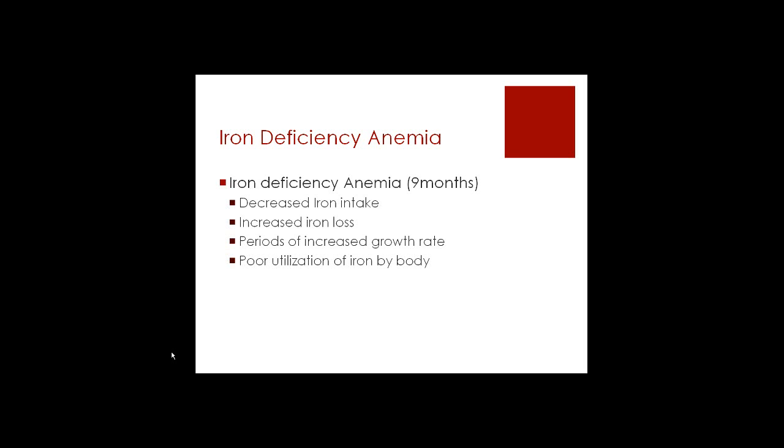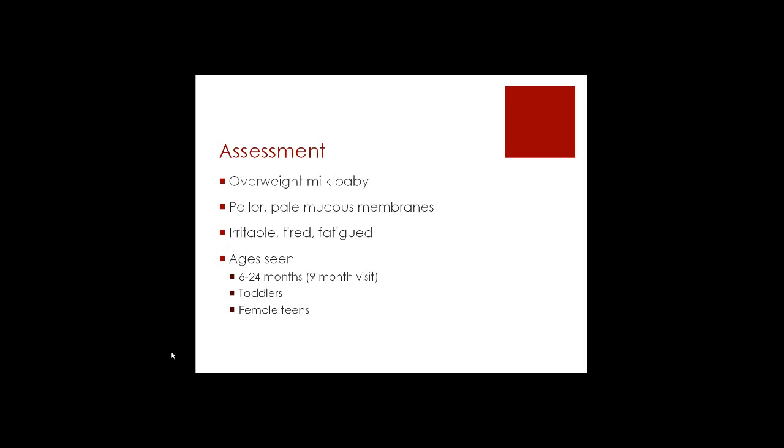Most commonly, this is seen at the 9-month well baby checkup, when they routinely check for anemia, either at 9 months or the 1-year appointment. What you'll see as an assessment for your patient is typically an overweight milk baby. Why is that? Around 1 year of age, as we talked about before, you can switch your baby from formula or breast milk to cow's milk.